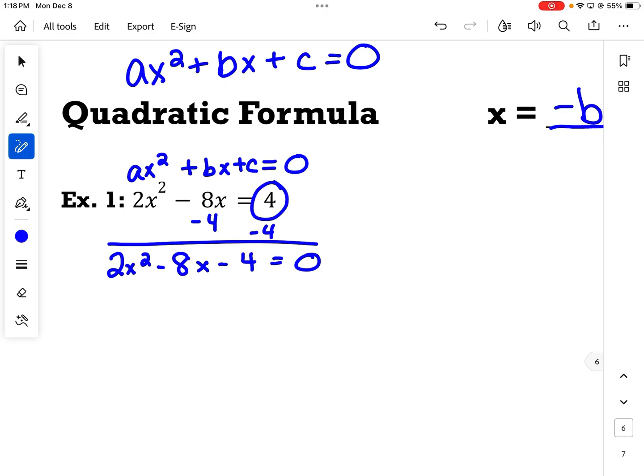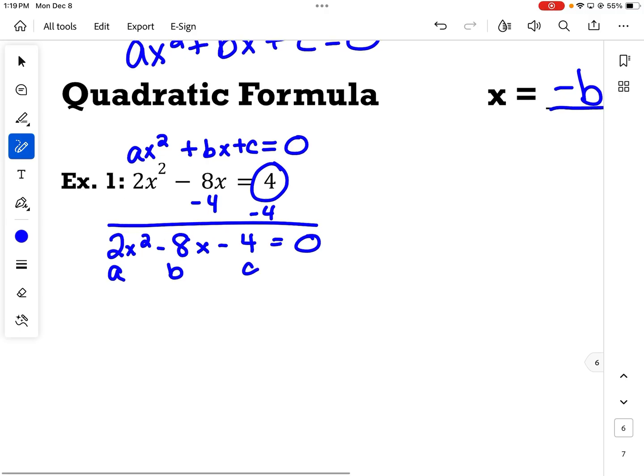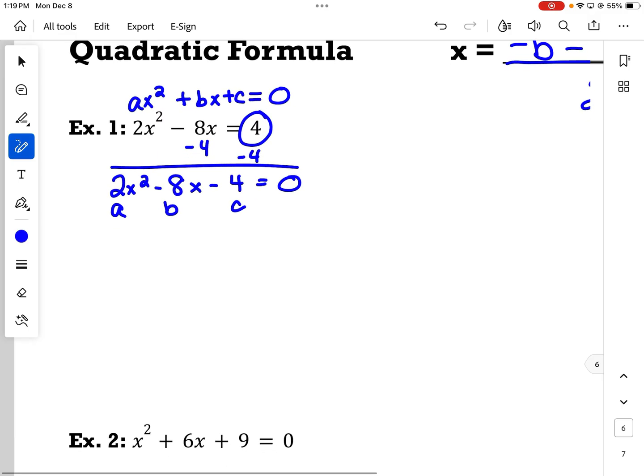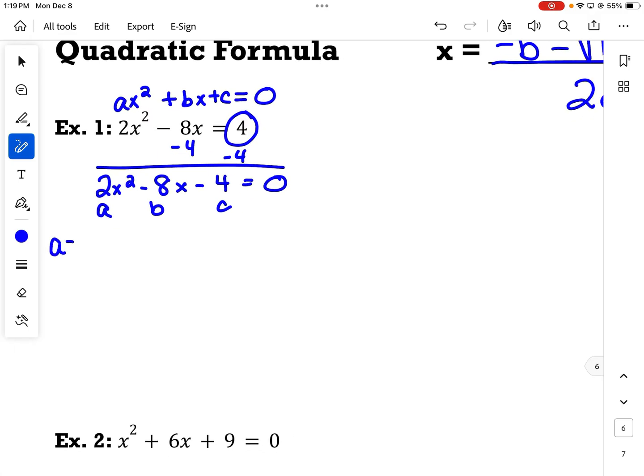So once it's in the right order, we can write what a, b, and c are and then plug it into the formula. So this is a, this is b, this is c. So a is 2, b is negative 8, c is negative 4. So now we'll write the equation.